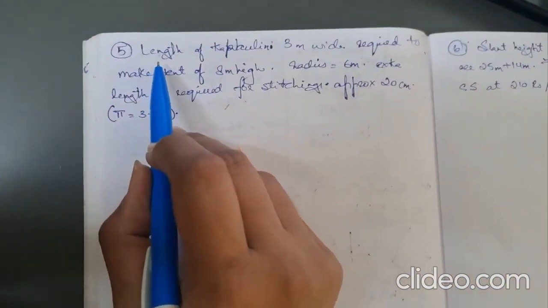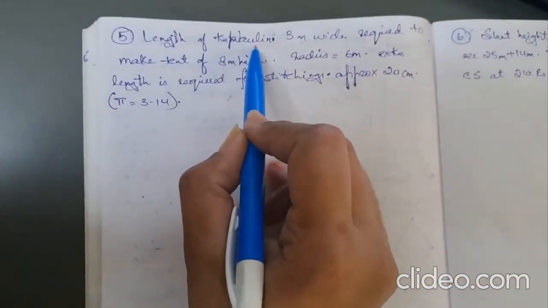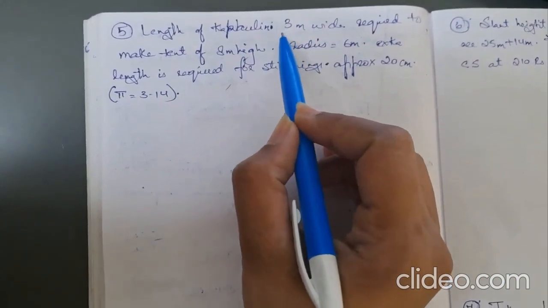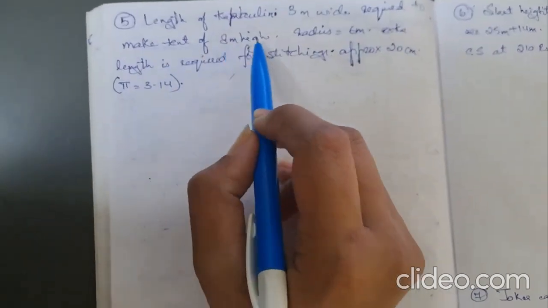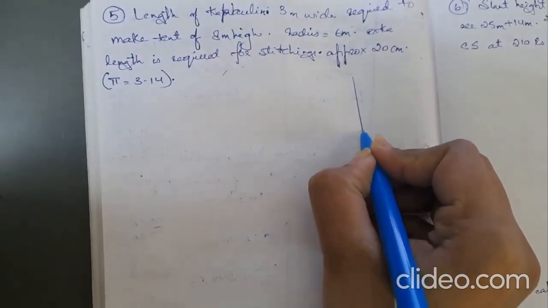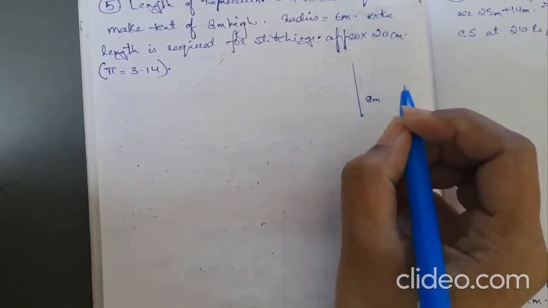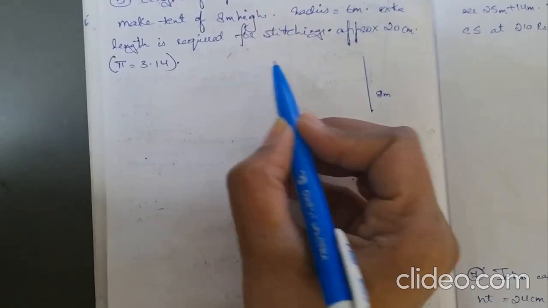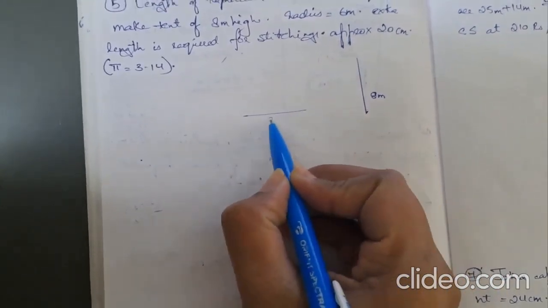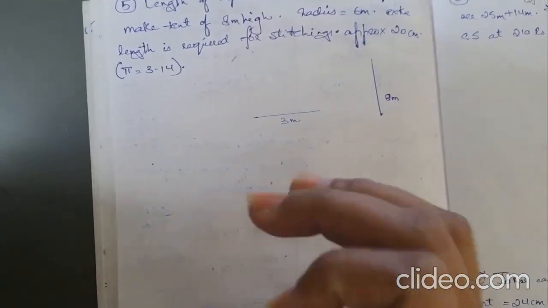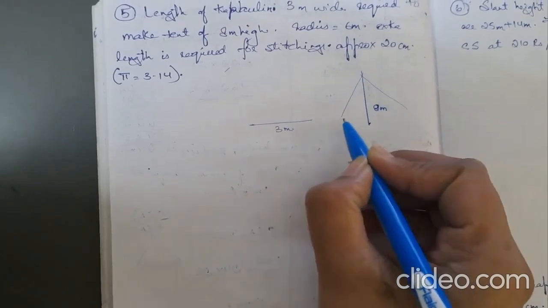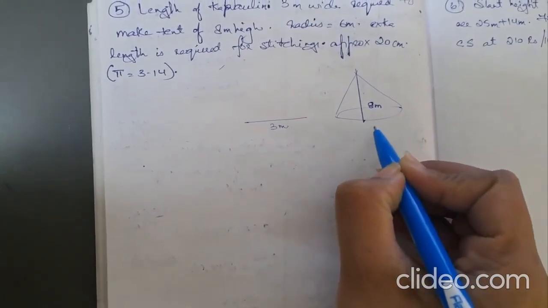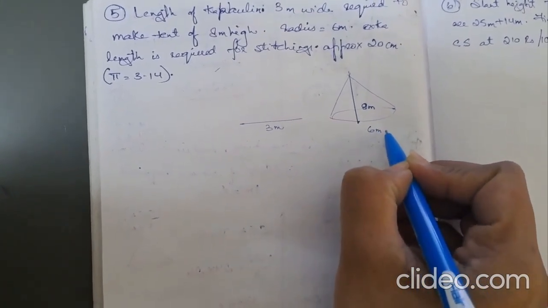Going to the fifth question, it says: find the length of the trampoline, which is 3 meters wide, required to make a tent of 8 meters high. That means I want to make a tent which is 8 meters high, and the trampoline is 3 meters in width. The radius of the tent is supposed to be 6 meters.